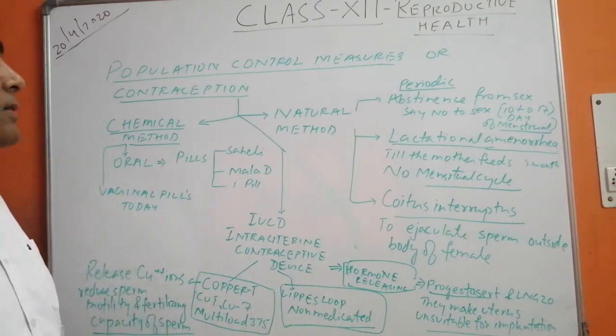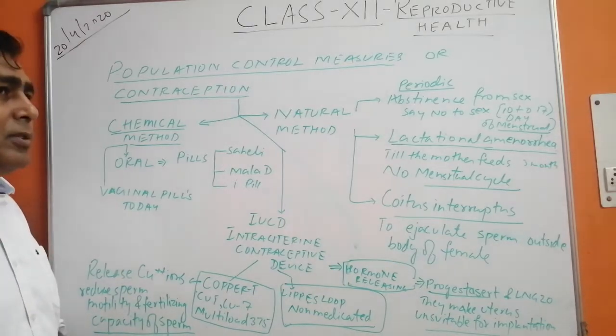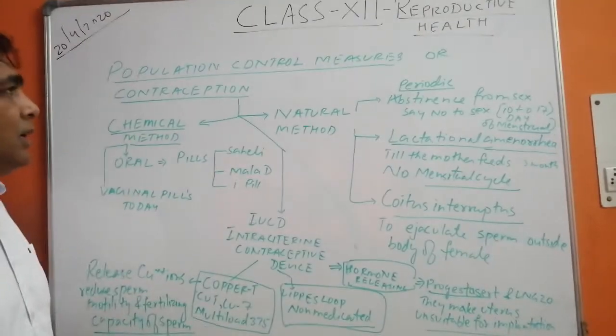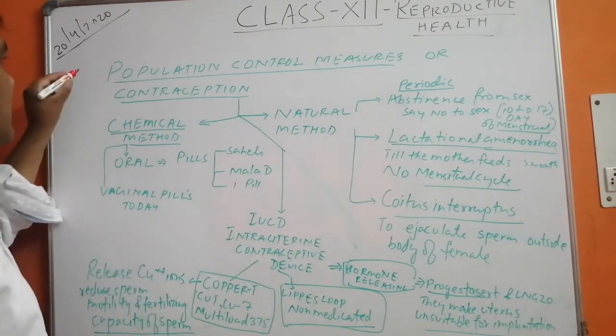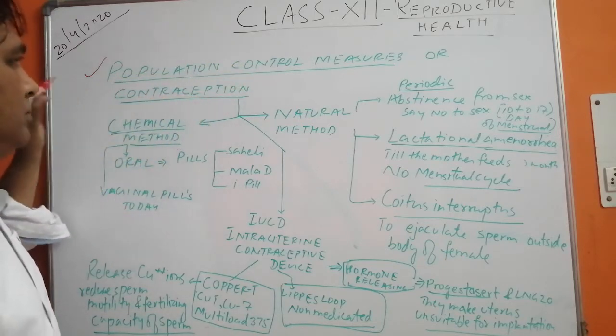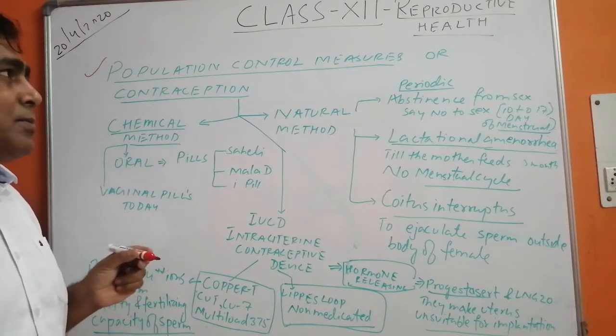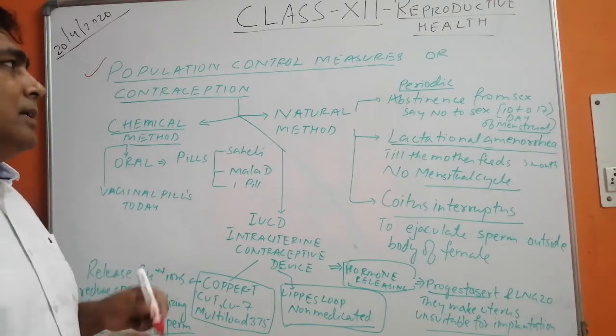So we already discussed in my last lecture what reproductive health is and what issues it is concerned about. Now let me come to the topic. What is population control? Population control measures are the contraceptives, or contraception. Contraception means to avoid pregnancy.